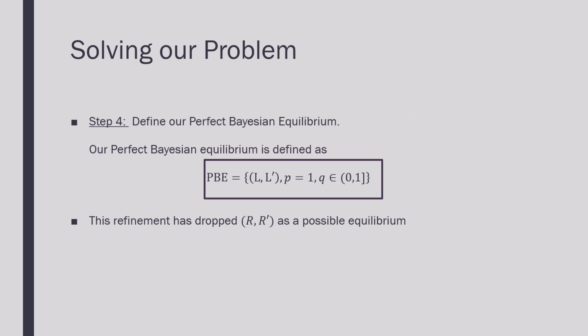This brings us down to our perfect Bayesian equilibrium. This is going to have one more component because we have our strategy and belief that player 2 has, but we're also going to have this belief that player 1 has as well, which is going to be between 0 and 1. So again, a little bit of a half-open interval, where we're looking at any values that are just marginally greater than 0 all the way up to 1. And this refinement has dropped R and R prime as a possible equilibrium. So this is how we would define it here. So I hope this video helps. I will see you in the next one where we work through yet another example.